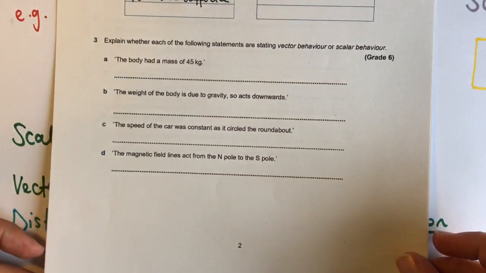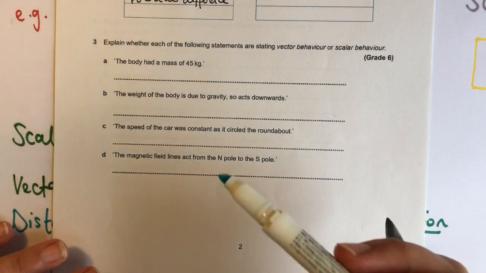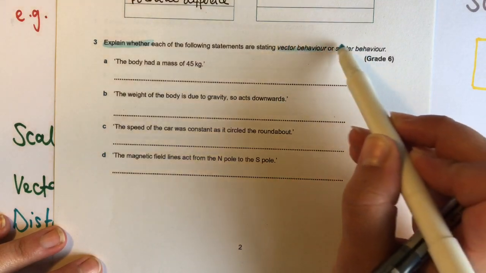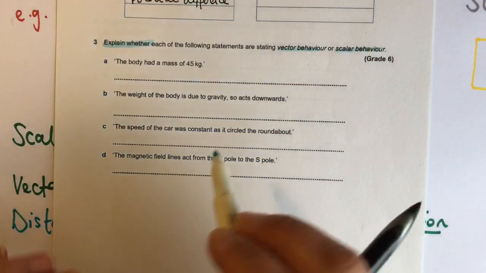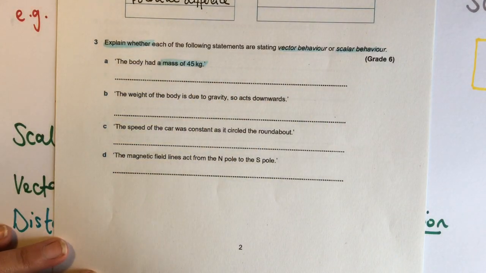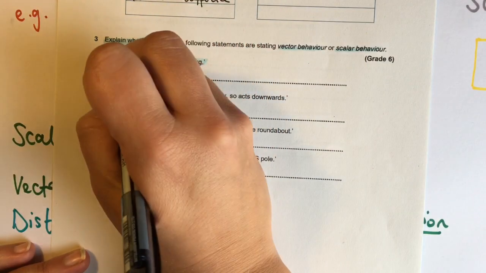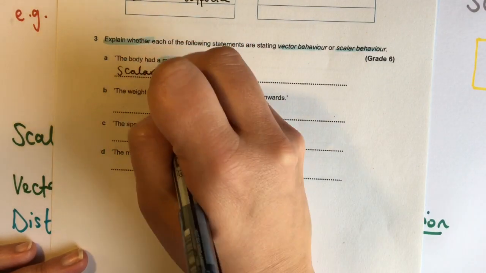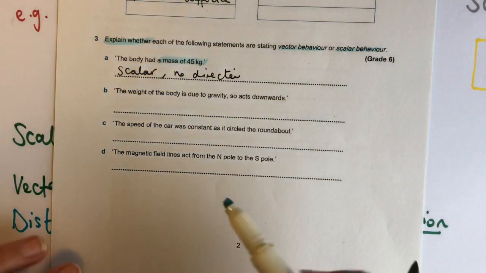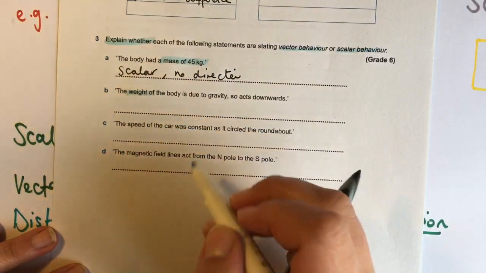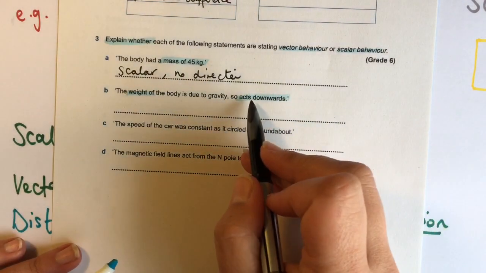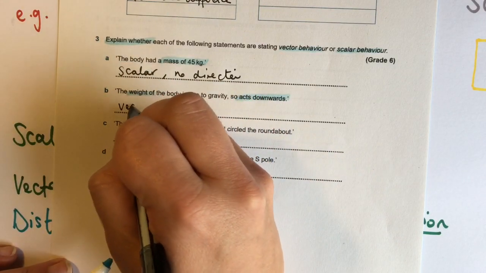Okay, explain whether the following statements are stating vector behaviour or scalar behaviour. So the body had a mass of 45 kilograms. That's a scalar because there is no direction. The weight of the body is due to gravity, so acts downwards. Well, downwards is a direction, so it must be a vector.